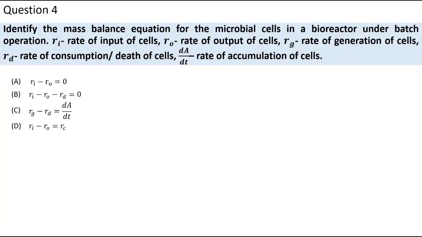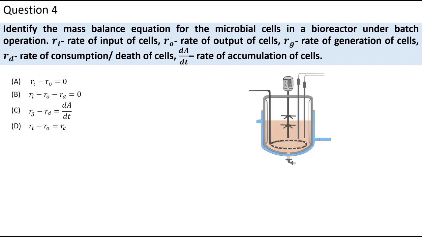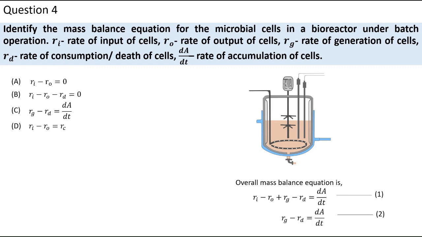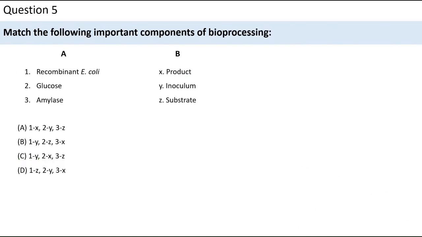Write the mass balance equation for microbial cells in a bioreactor under batch operation. Under batch operation, we know that there is no inlet as well as outlet of the cells. So the overall mass balance equation will be reduced to Rg minus Rd is equal to dX divided by dt, that is rate of generation minus rate of consumption is equal to rate of accumulation of the cells. So option C is the right answer.